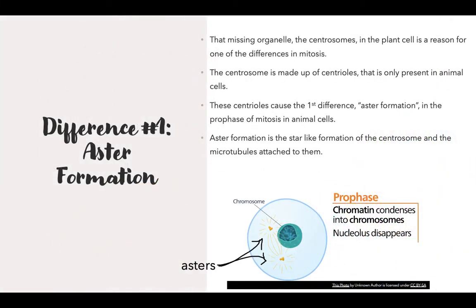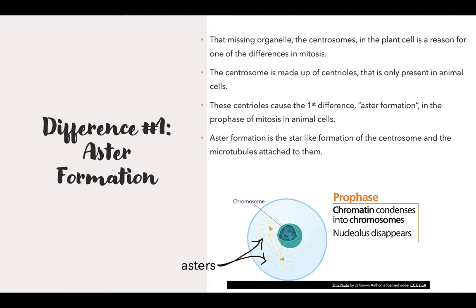So difference number one is aster formation. The aster formation comes from that missing organelle that plants lack, the centrosomes. In the plant cell, it is the reason for one of the differences in mitosis. The centrosome is made up of centrioles that are only present in animal cells. These centrioles cause aster formation in prophase and mitosis in animal cells.